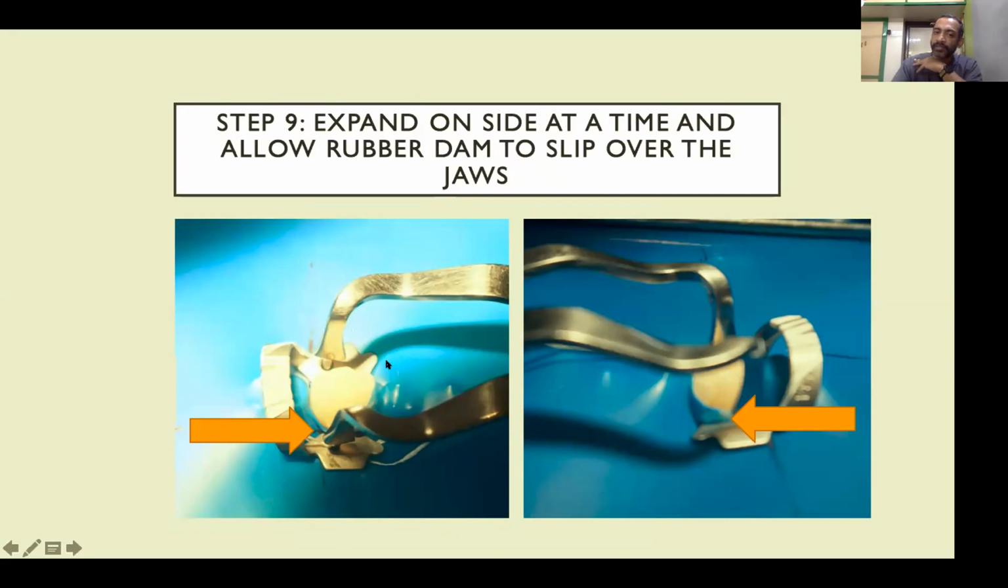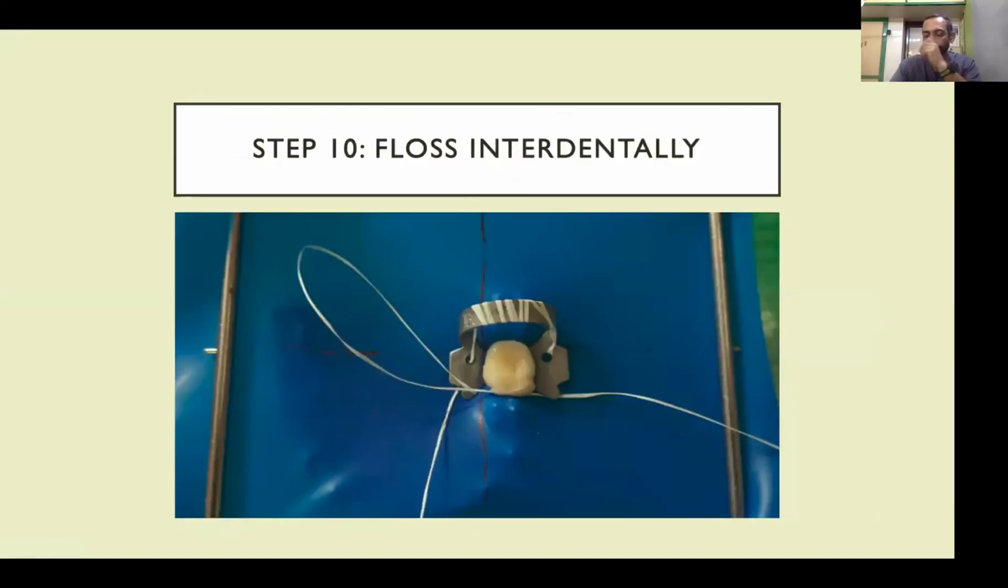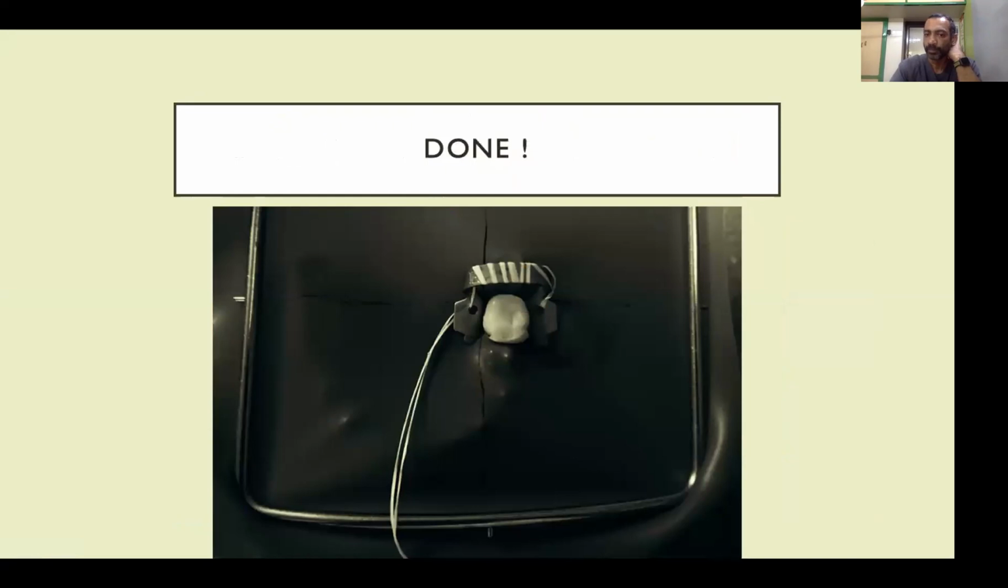The same thing has to be done on the other side. So you rock one side, release, rock the other side, release. Make sure that the rubber dam material slips between the clamp and the tooth. The floss that you have attached to the clamp can be used now to floss interdentally to make sure that that margin is also sealed pretty well, and you are done.